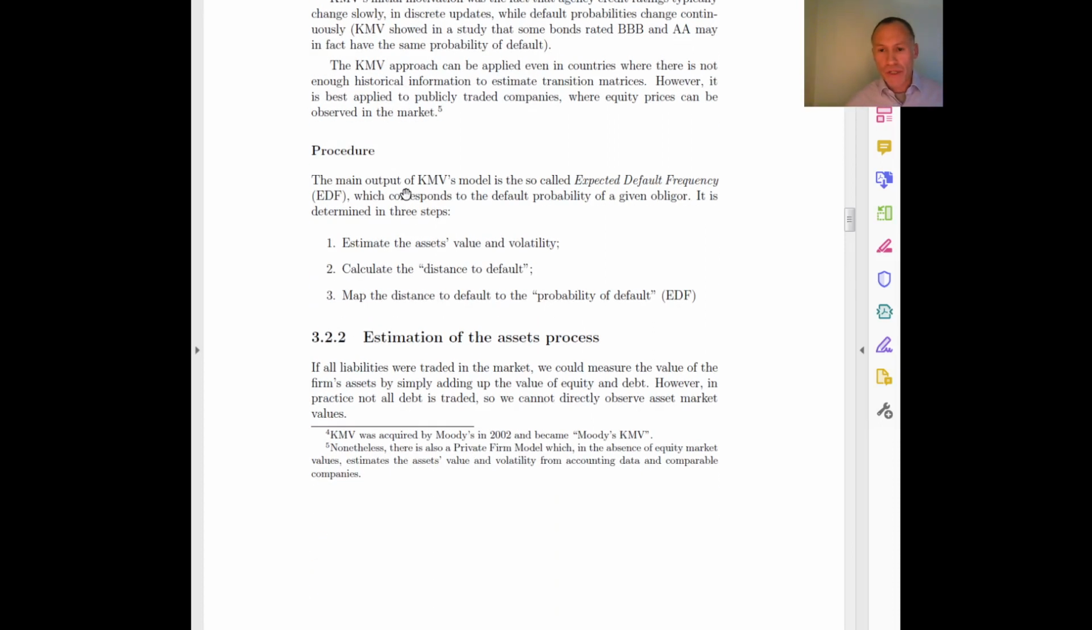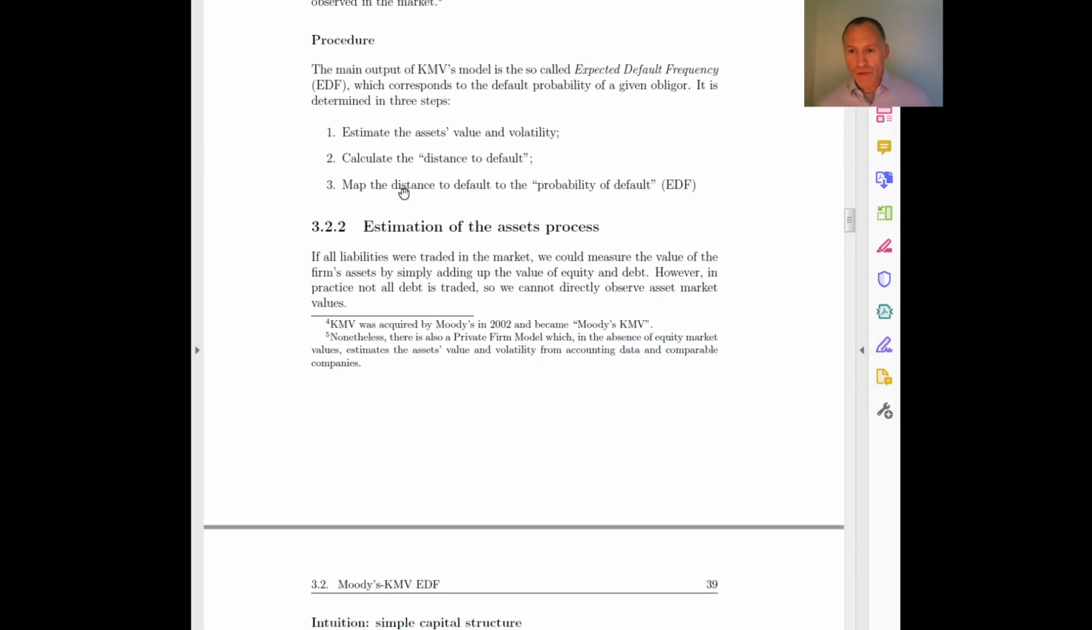So the idea is the following. In the end we're going to get a probability of default, which they call expected default frequency, but it is just a probability of default. To get there, we're going to do this in 3 steps. First we're going to estimate the asset's value and volatility. Then we're going to calculate a new measure called distance to default. And then we're going to map that distance to default to the final outcome that we want, which is the probability of default. Okay, let's start with number 1.